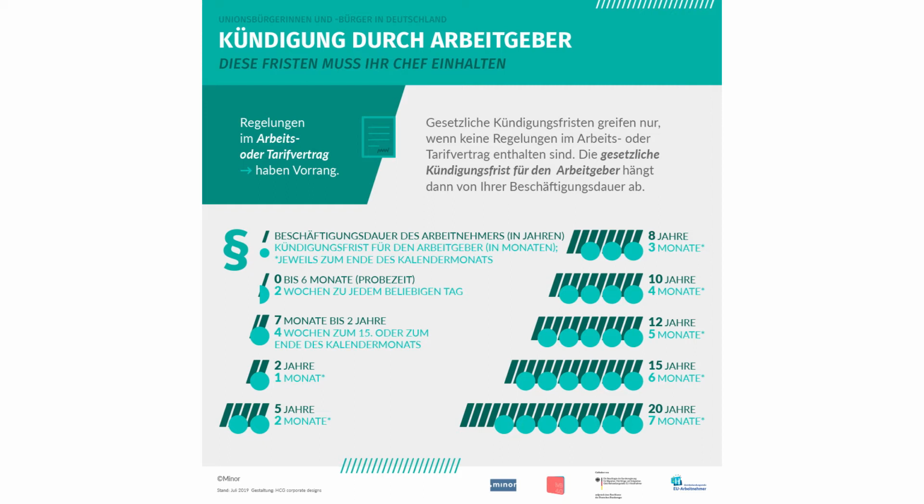20 years of employment, see bottom right, are illustrated by 20 dark green trapezoids. When somebody has been employed for 20 years, their boss has to give a 7 months period of notice. 7 months are illustrated by 7 lighter points. So we have 20 years and 7 months.